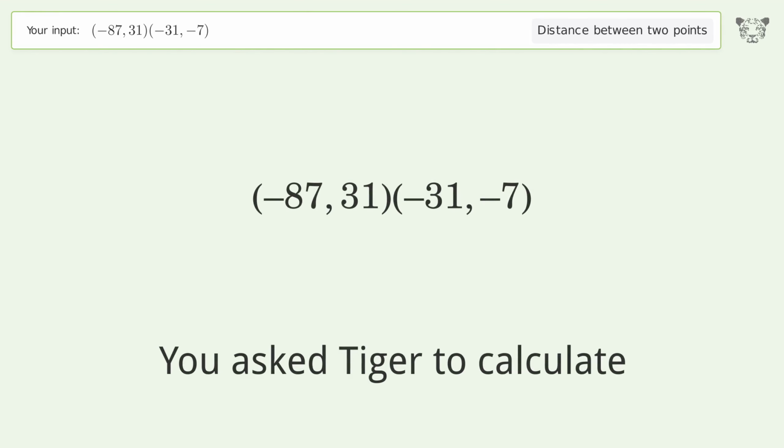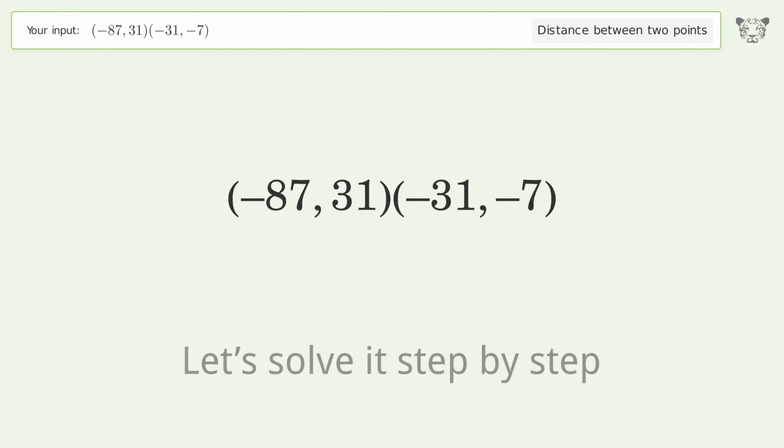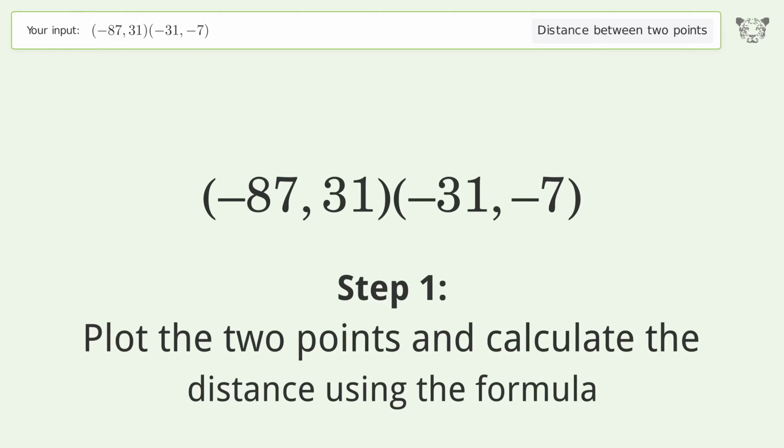You ask Tiger to calculate. This deals with the distance between 2 points. The distance between the 2 points is the square root of 4,580, or 67.676. Let's solve it step by step. Plot the 2 points and calculate the distance using the formula.